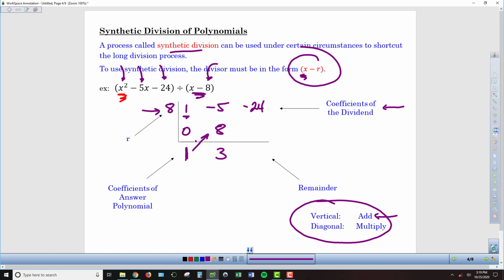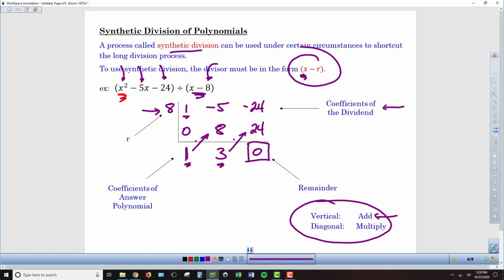Then I'm going to multiply on the diagonal. Again, it's 3 times the divisor, so 3 times 8 gives me 24. One more time in the vertical direction, I'm going to add: negative 24 plus 24 is 0. Now that I'm done, this last number is our remainder, and these other two numbers are the coefficients of our answer.